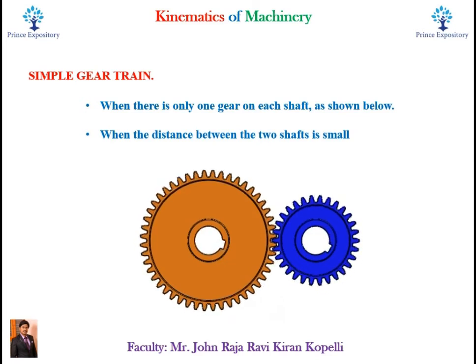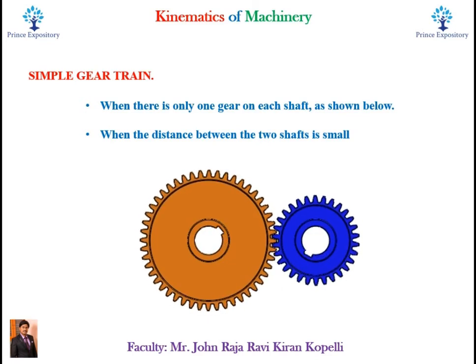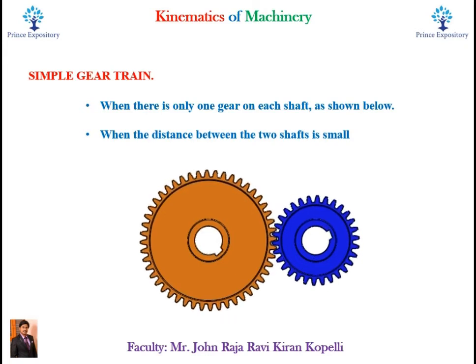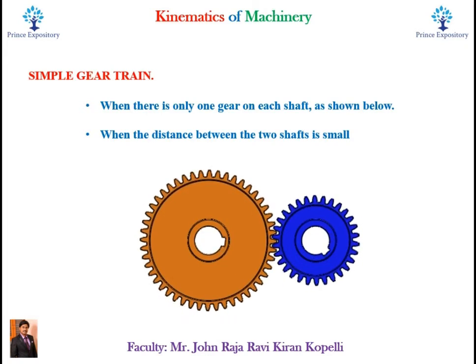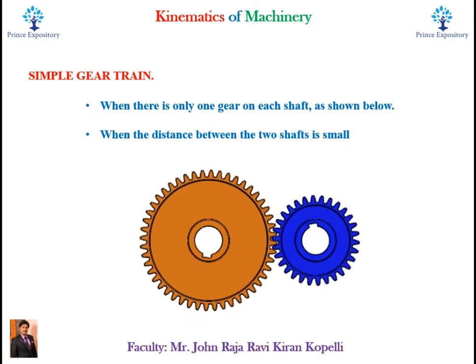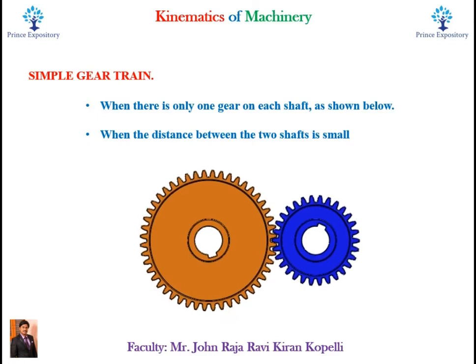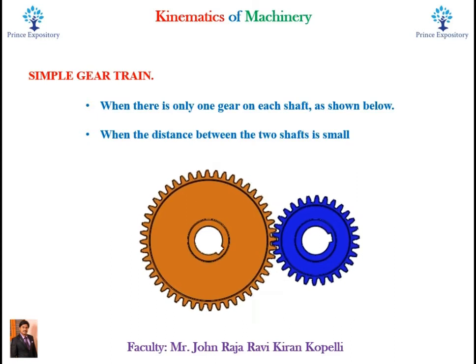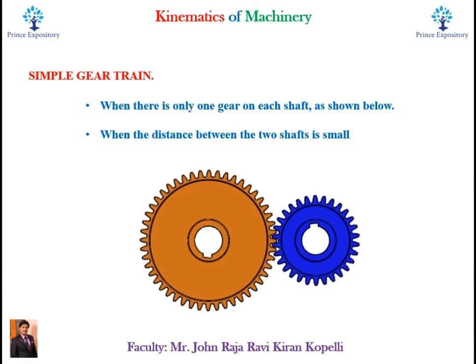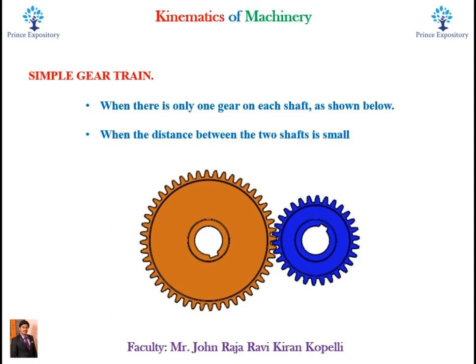In the animation that is shown below, let us consider the brown color gear as gear 1 and blue color gear as gear 2. The gear 1 drives the gear 2, so the gear 1 is called driver and the gear 2 is called driven or follower. In this case, the motion of the driven is opposite to the motion of the driver.